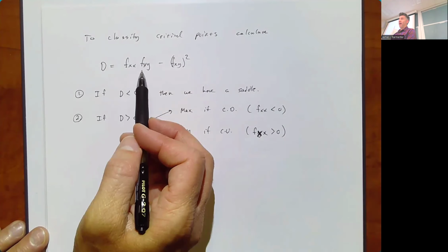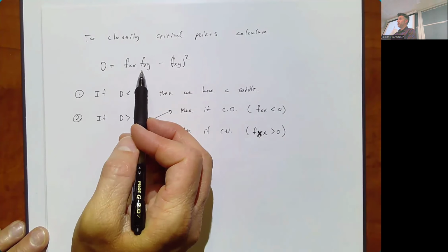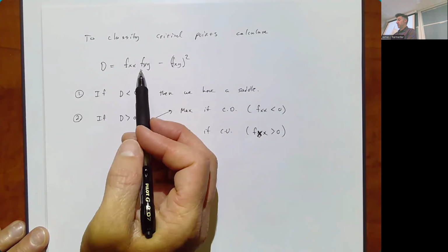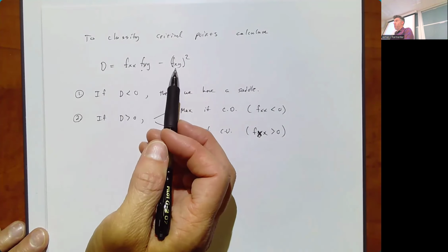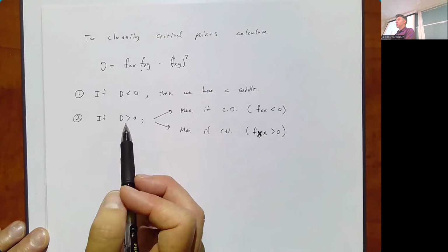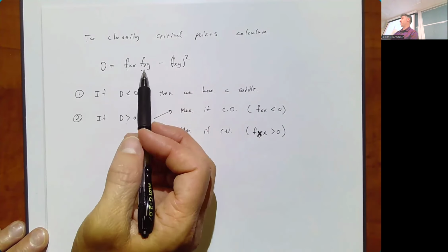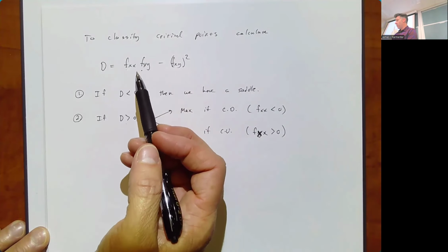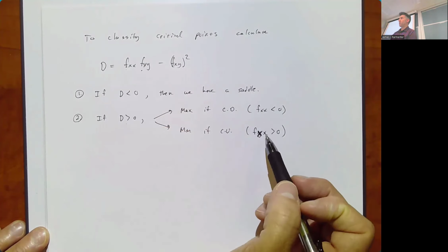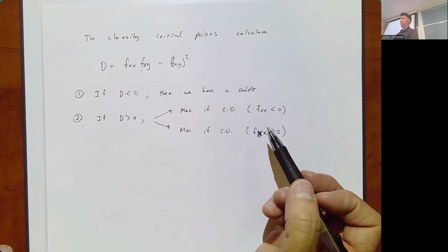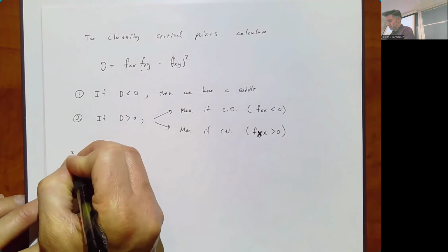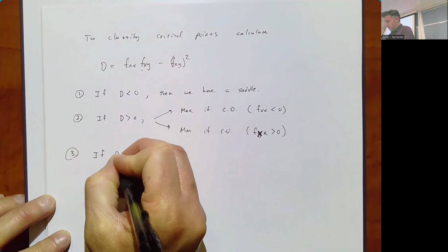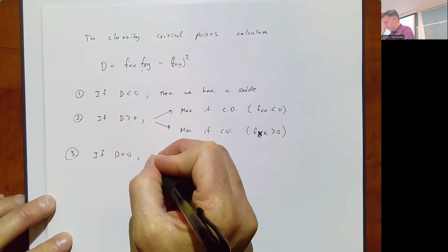I'll point out that if D is positive, fxx and fyy have to have the same sign. Because if they didn't, then that product would be negative, and a negative number minus something squared would be even more negative. So if D is positive, fxx and fyy are either both positive or both negative, which is why we only talk about fxx here. You could just as easily talk about fyy. You're always guaranteed that they'll be the same sign. And then lastly, if D is 0, then it's inconclusive.